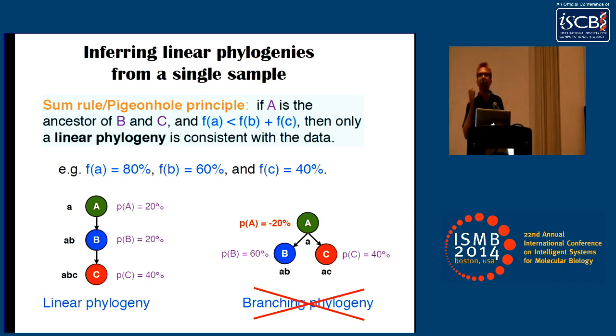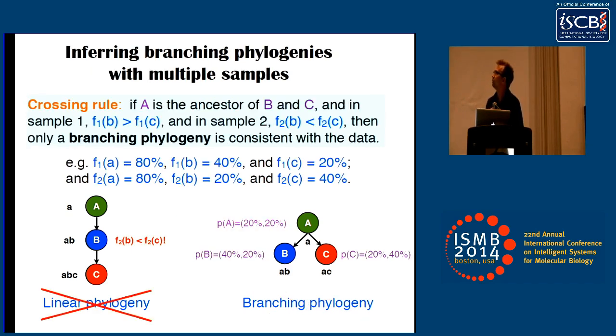Now it turns out that, with one small caveat, which I'll explain in a second, with a single sample, you cannot unambiguously rule out a linear phylogeny without making additional assumptions. And I'll tell you what those additional assumptions are in a moment, and I don't actually think those are the right assumptions to make. However, if you have multiple samples, you can infer a branching phylogeny without making any additional assumptions. That's because if you establish that A is the ancestor of B and C, and in one sample the frequency of B is greater than C, and in another sample B is less than C, then neither B nor C can be the parent of each other, right? Because of the infinite sites hypothesis. So only a branching phylogeny is consistent with that, because they have to be on separate branches. But you need multiple samples in order to make that assumption.